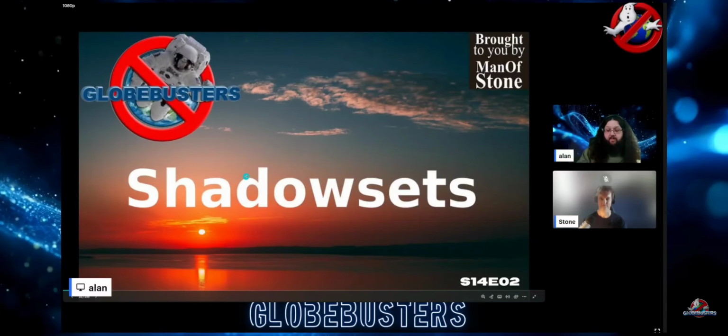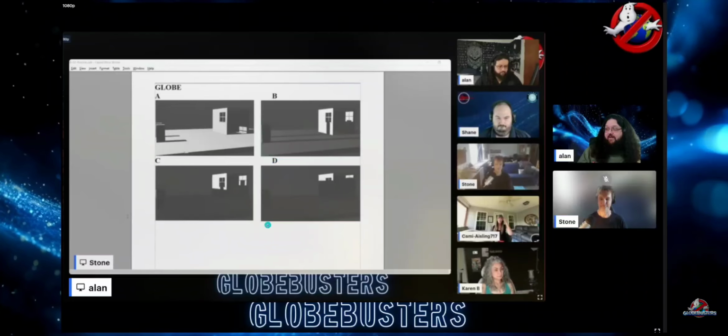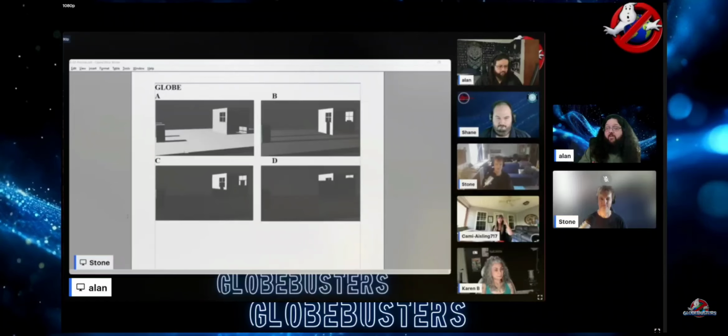All right. And then Stone did a follow-up to season 14, episode 1, episode 2 here, where we went into shadow sets. So geometrically, the Earth being a globe, the shadows are supposed to behave a certain way in response to the geometry of the relationship of the light source and the object casting a shadow.